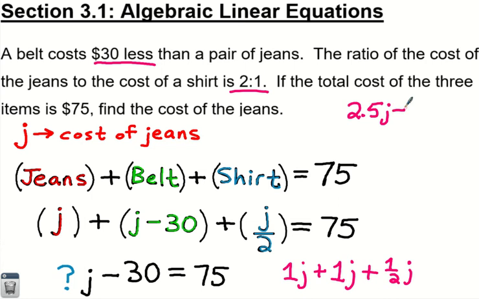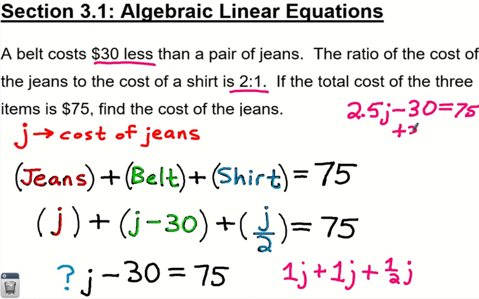So I'm just going to write it as 2.5j when I add all those like terms together. The minus 30 comes on down and then equals 75. And now, I'm one step closer to having j all by itself and solve for j.